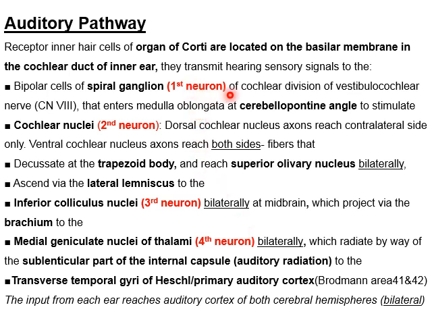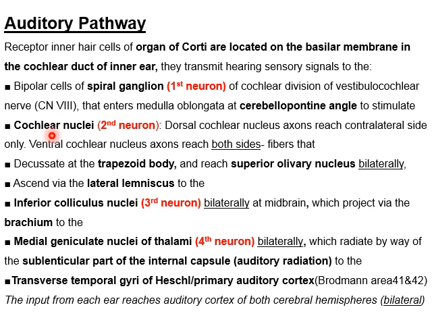This is part of the cochlear division of the vestibulocochlear nerve. It will enter the medulla oblongata at the cerebello-pontine angle. So the cochlear division of the vestibulocochlear nerve enters the rostral, or the superior, part of the medulla oblongata at the cerebello-pontine angle. It will stimulate the second order neuron, which is the cochlear nuclei. Cochlear nuclei are two types of nuclei, the dorsal cochlear nucleus and the ventral cochlear nucleus.